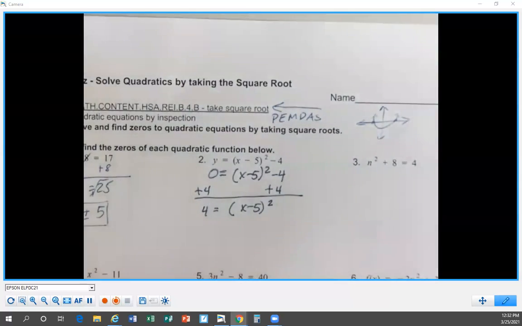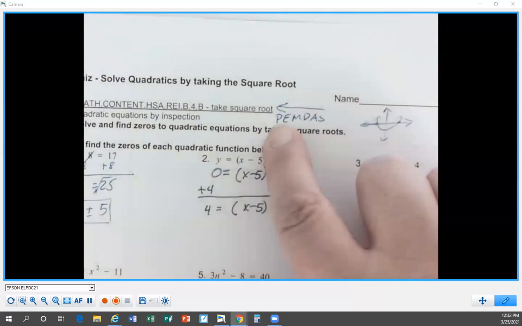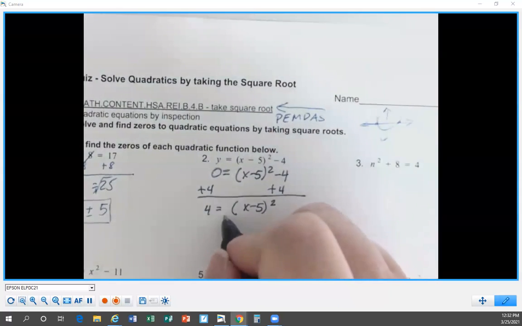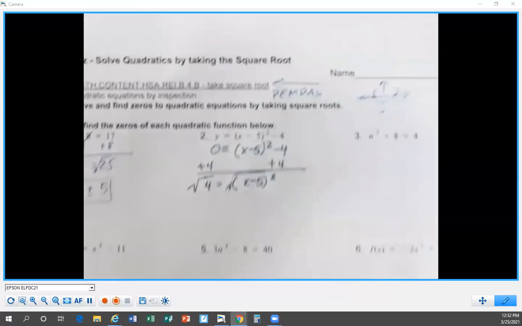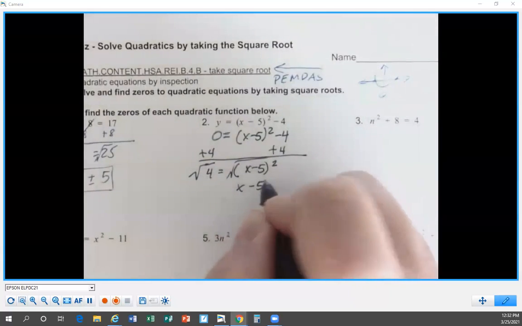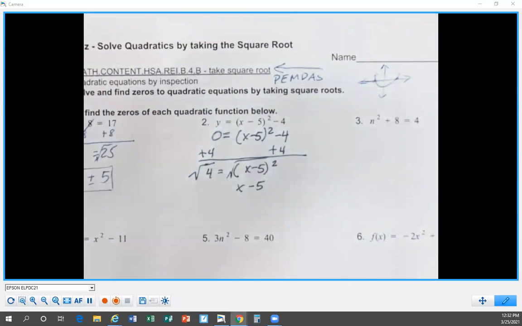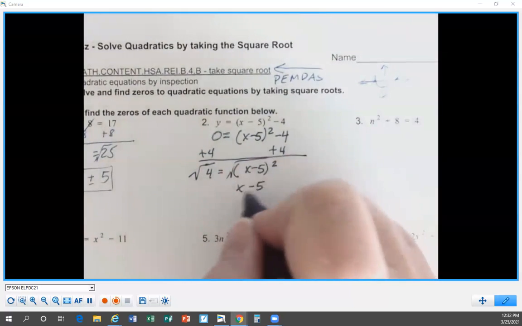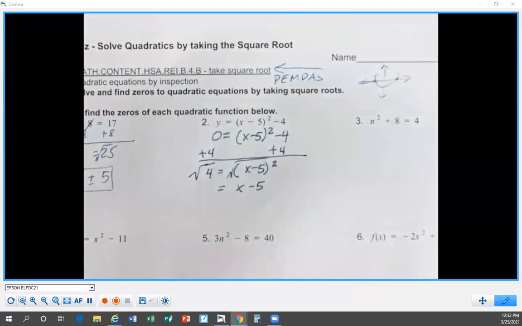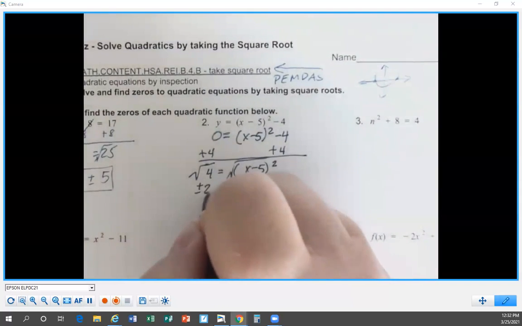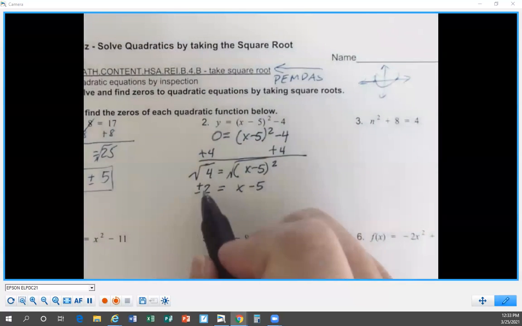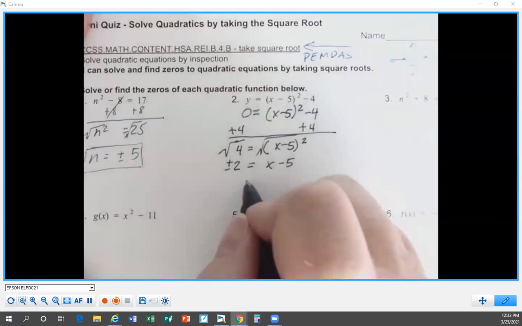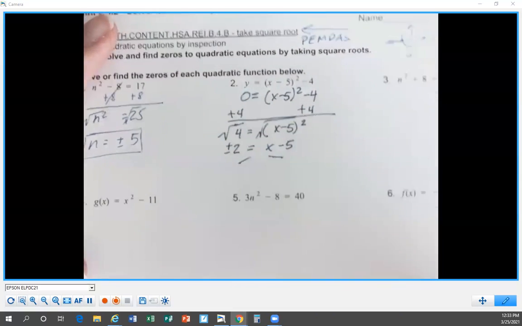So then we want to work to get rid of the parentheses, or excuse me, the exponent. So we'll take the square root, and whatever I do to one side, I have to do to the other. So this gives me x minus 5, because the square root of the quantity x minus 5 squared is just x minus 5. And then the square root of 4 is plus or minus 2. Okay, so then we have 2 different possibilities, either x minus 5 equals 2 or x minus 5 equals negative 2. So we'll branch that off into the 2 different equations.